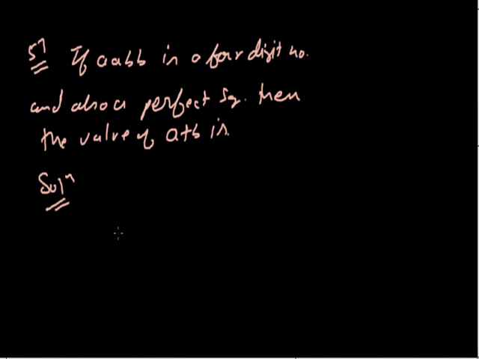Let's say double A double B can be written as A into 1000, since this is the 1000 place, and A into 100, since this should be the 100 place.